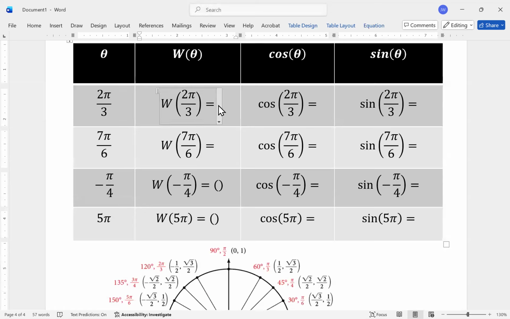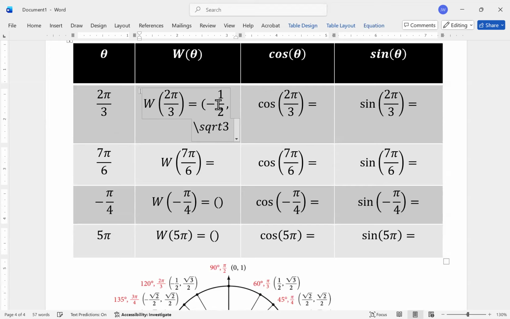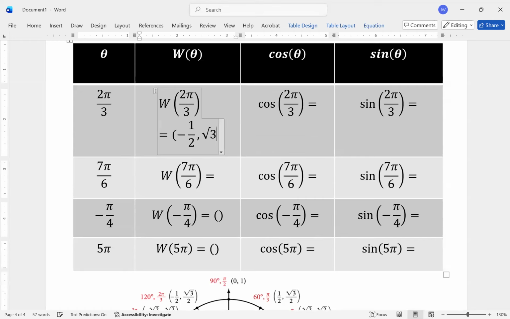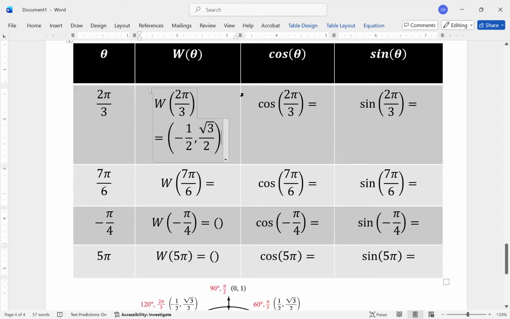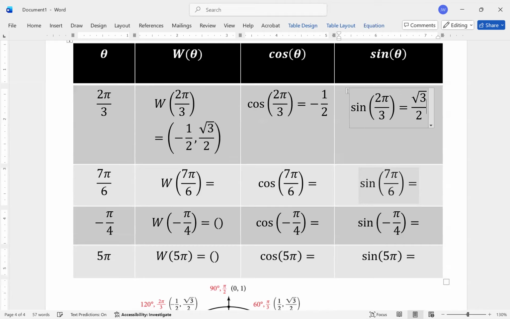So the wrapping function, negative 1/2, comma, square root of 3 divided by 2, which means that the cosine of 2 pi over 3 is negative 1/2. Again, that's something we said a second ago. And the sine of 2 pi over 3 is the positive square root of 3 over 2.